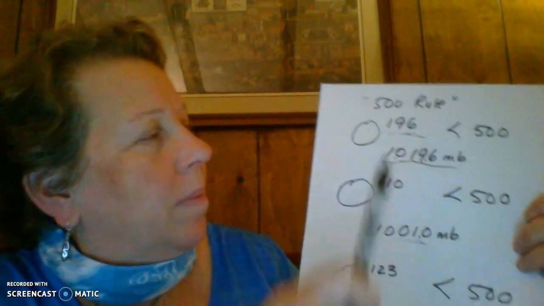Okay, the next one, we have 010. 010 is less than 500. So we're going to bring down the 010. We're going to put a 10 in front of it because it's less than 500. Decimal before the last number, and millibars at the end. One more. We have 123. 123 is less than 500. We put a 10 in front of it, decimal before the last number, and millibars is the units.